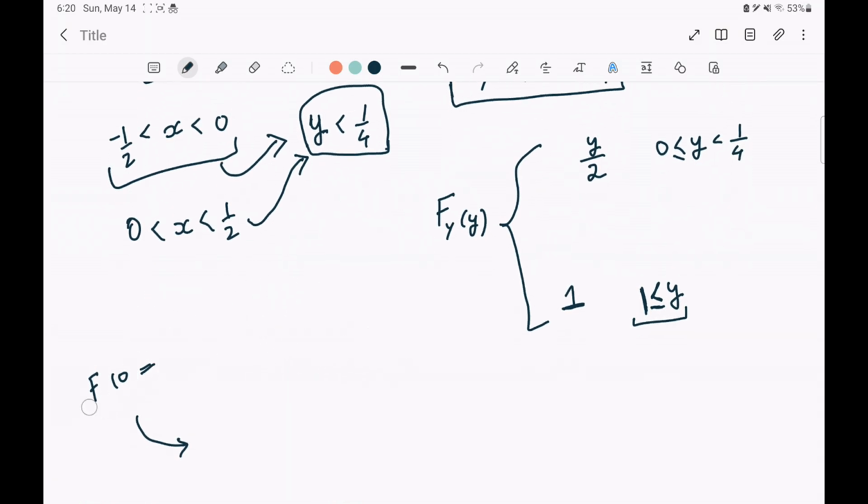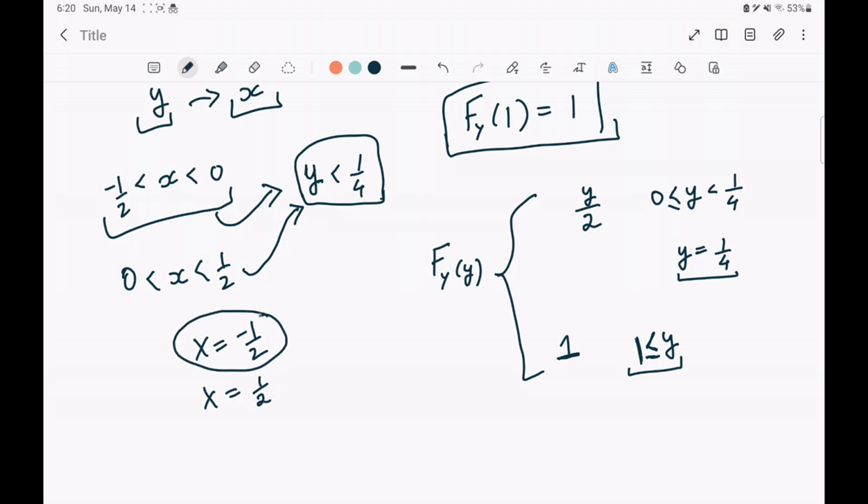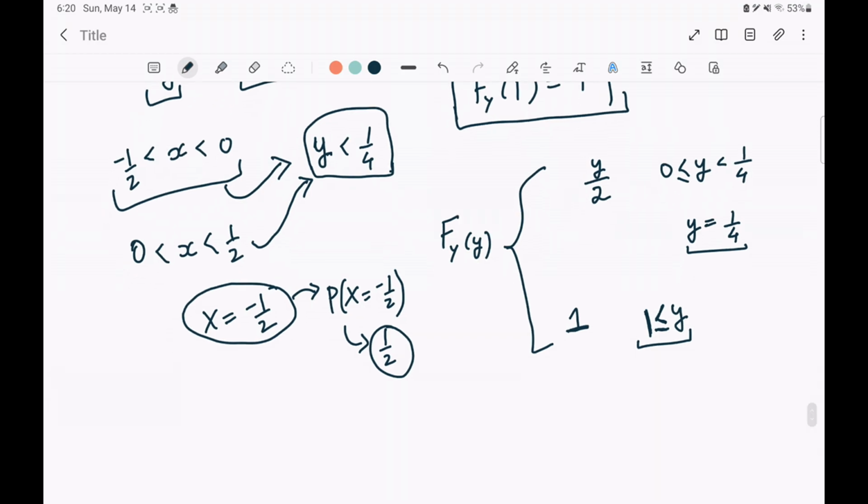Now let's see what happens when the value is 1 by 4. So let's say y equals 1 by 4. This will only happen when x equals minus half or x equals plus half. And we know that when x equals minus half, it used to take up the value p of x equals minus half, which used to be half. So it would add half to your cumulative distribution function. So let's see what value it would take.